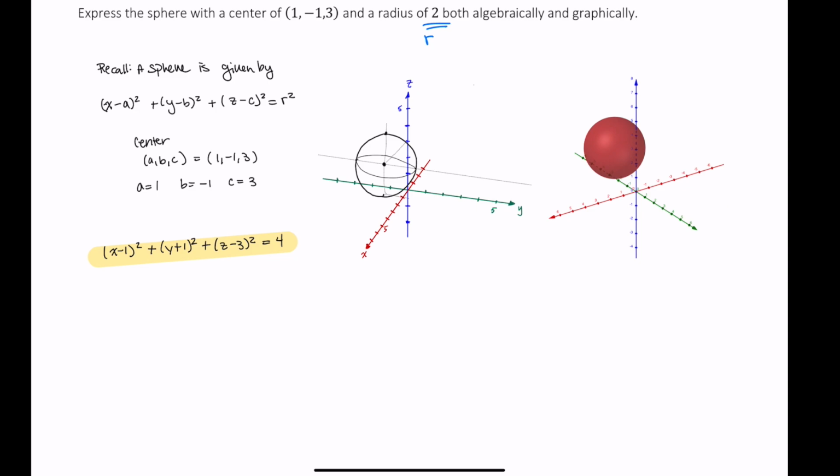All right, as you can see here, I went ahead and copied and pasted the view from technology, and it's fairly similar. So there you are. Keep calm and math on.